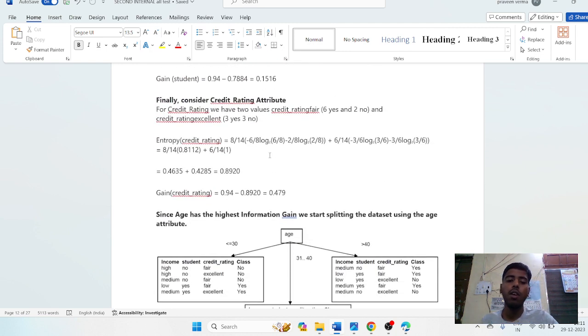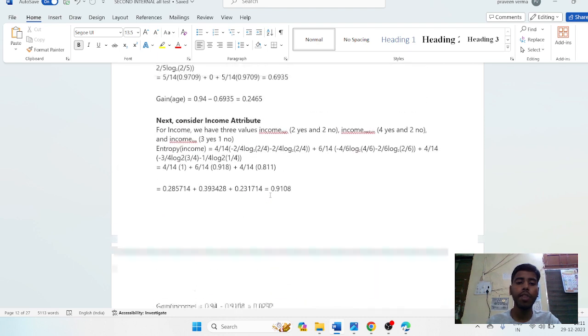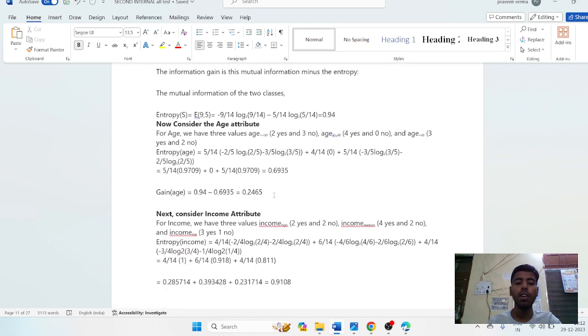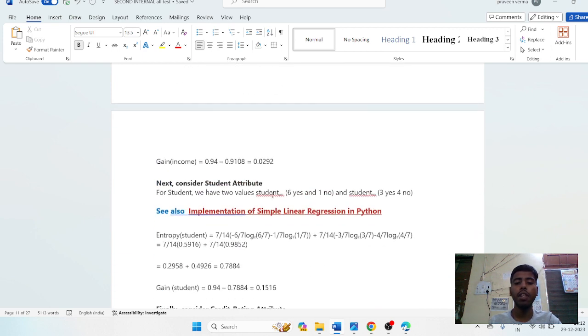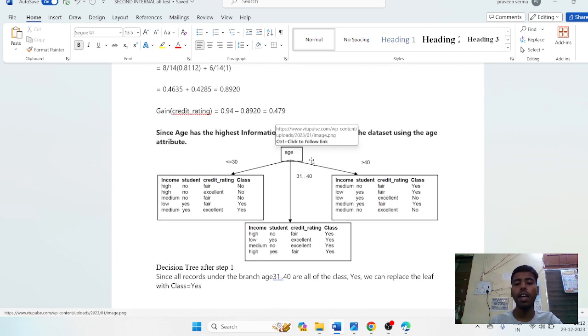Now we compare all the values of the four attributes. Which attribute has maximum information gain? We use that particular attribute. Here we can say the age attribute has maximum information gain, so we consider it as the root node of the decision tree. Okay, so here we make age the root. Since age has the highest information gain, we start splitting the dataset using age.